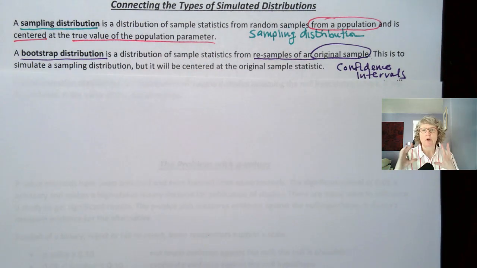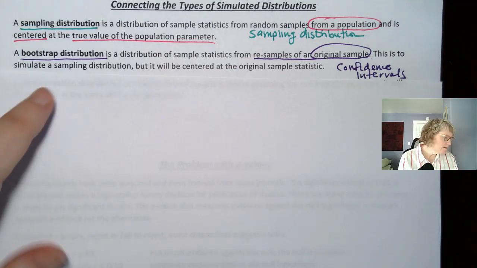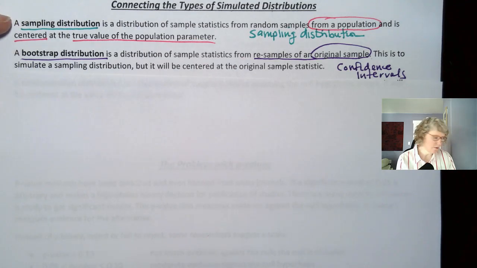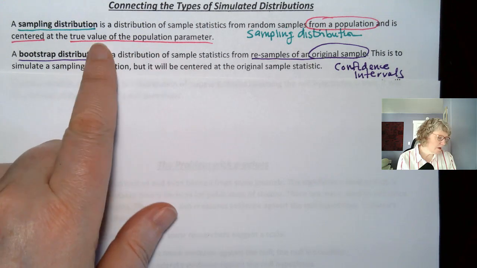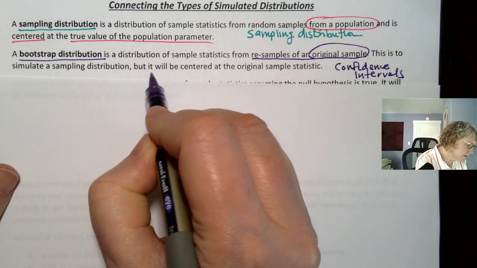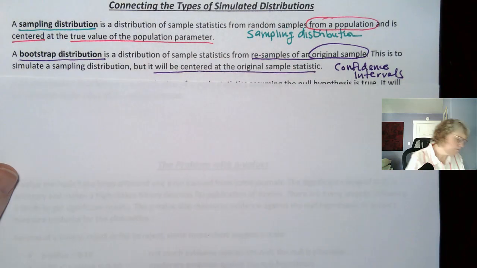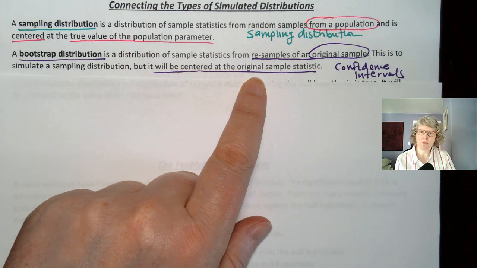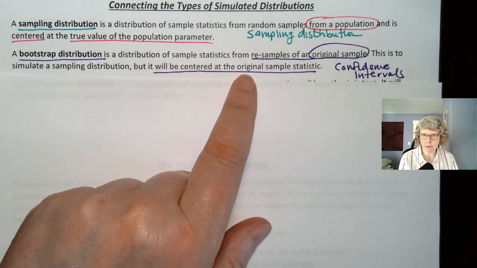So we took one sample, which is what we do in real life. We take one sample and then that's all the information we have. So we resampled from that one sample with replacement, pretending that our population is many different copies of that sample, and that is to simulate this sampling distribution. But we don't know the true value, and we're going from the sample, so it will be centered at the original sample statistic. Whatever our mean or proportion was, it will be centered right there.